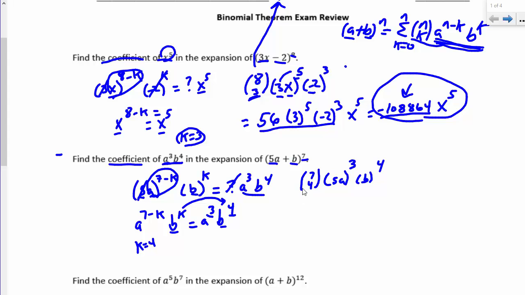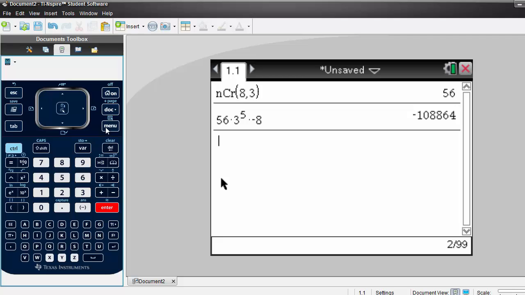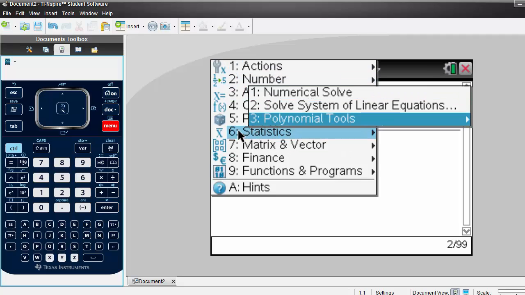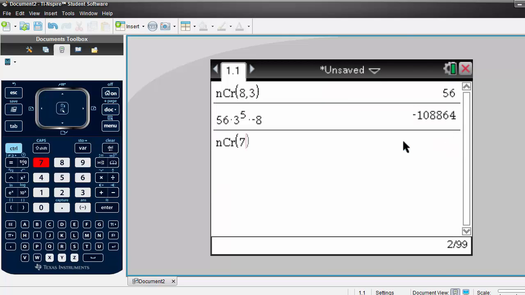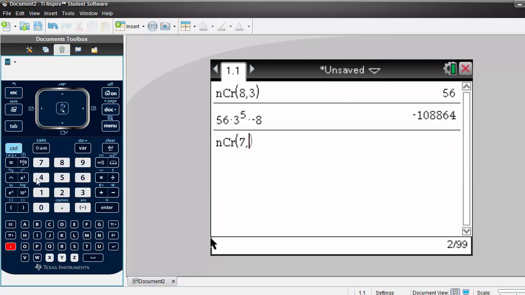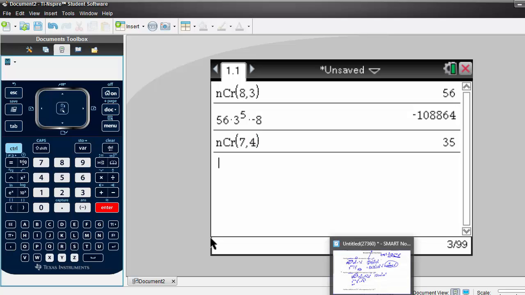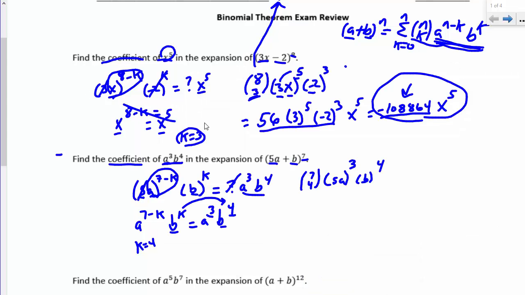Now we just got to figure out what this is. I'm not going to go over this again. I'm not going to figure this out as a factorial expression anymore. I'm just going to use the calculator to save time for the sake of brevity. So what I'm going to do is go into menu, probability, and combination. And it's going to be simply 7, 4. And that will be 35. And that's the number I'm going to use in its place. So this number here is actually 35.